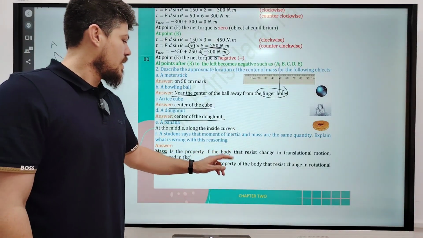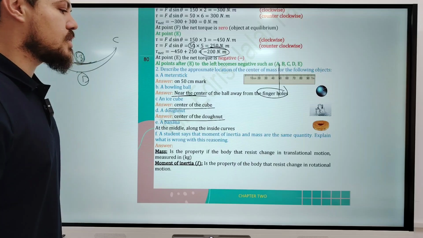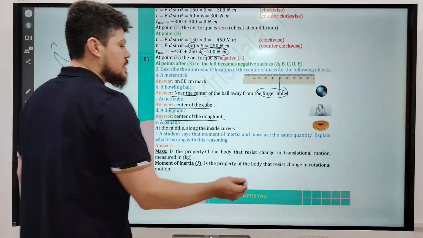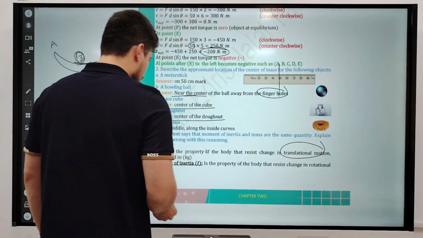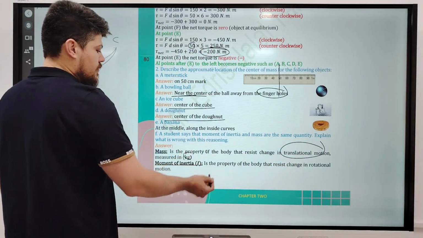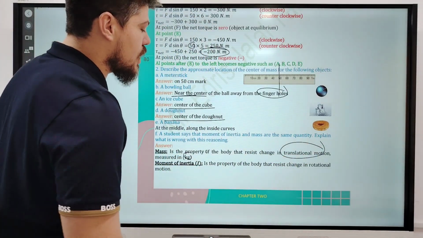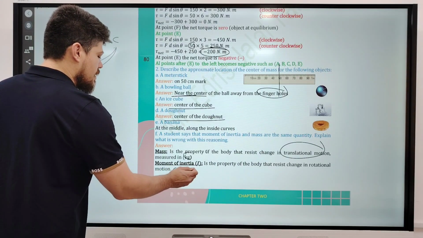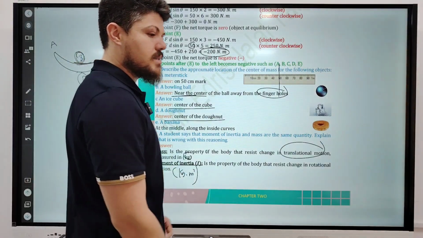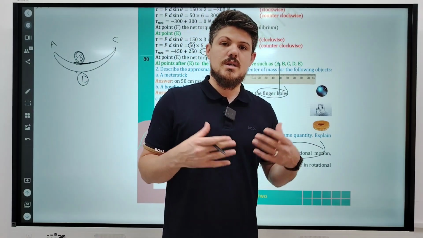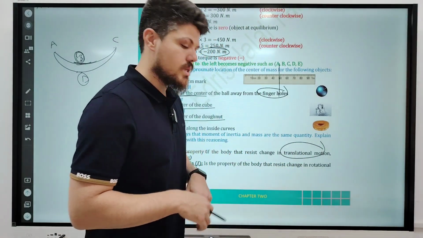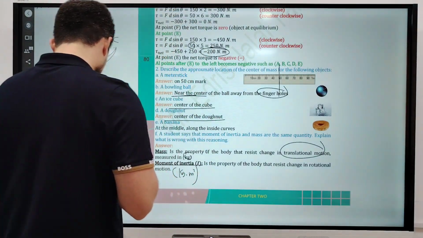Mass is the property of the body that resists the change in translational motion, measured in kilogram. But moment of inertia is the property of the body that resists change in rotational motion, measured in kilogram meter squared. Mass resists the change in translational motion, but moment of inertia resists the change in rotational motion. Okay?